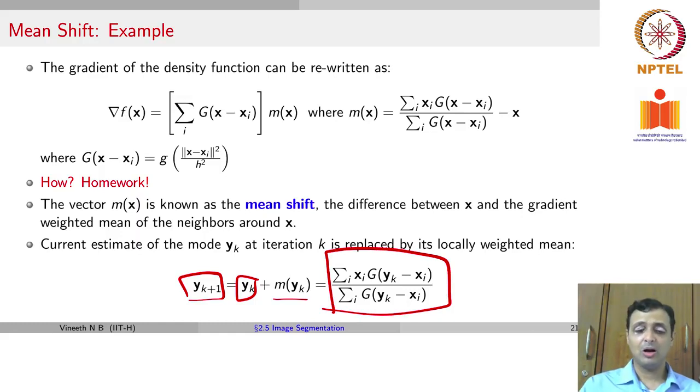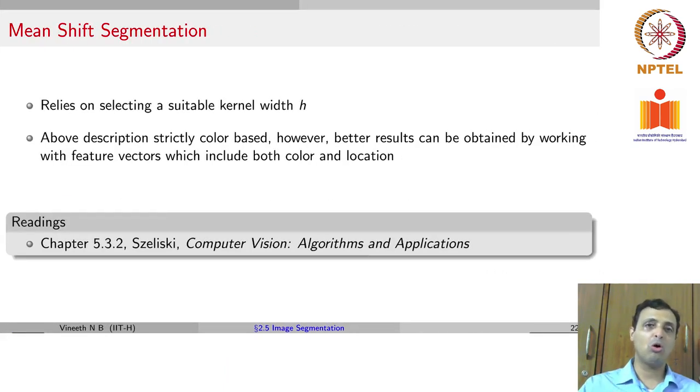Remember, you'll just have yk, and x would get cancelled because that's where you're placing yk at this point in time, and you'll be left only with m of yk as the quantity, which will become yk plus 1. And you keep doing this process iteratively, and you would finally reach the mode of the distribution. Then you would find all the neighboring points which by climbing would lead to this mode, and they will form one segment. Other points which by climbing would reach other modes would go to those segments.